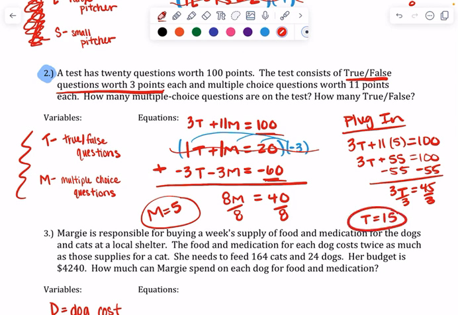So 15 true-false questions, 5 multiple-choice questions. Again, if you want to write me a nice little statement, have at it. As long as you stated what your variables are, you can just say, like, hey, t equals this, m equals that. I am fine with that.